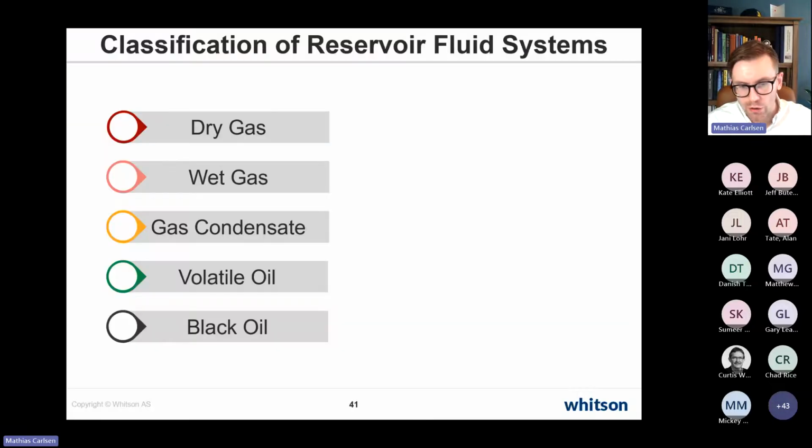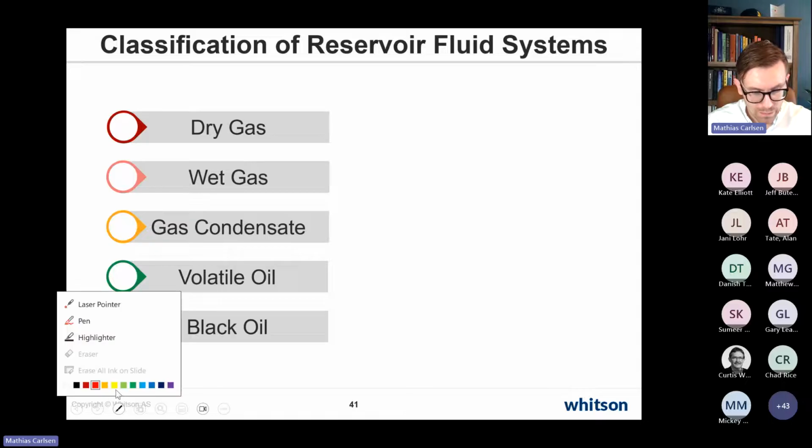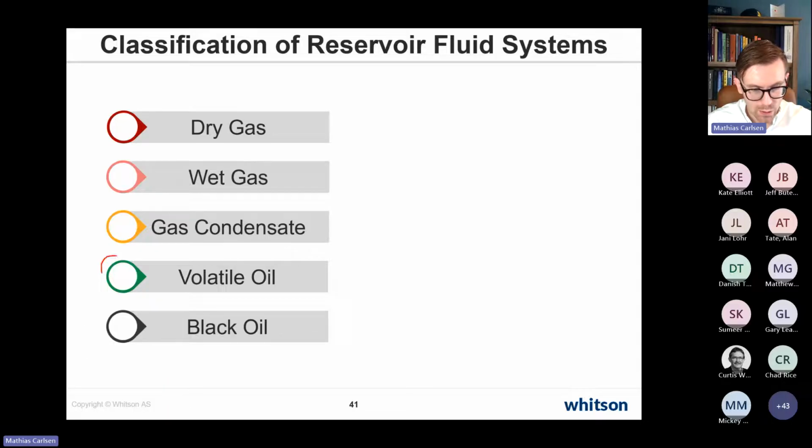And those are typically dry and wet gases and condensates. And we have volatile oils and black oils. In between these two, there is something that is typically called near critical fluids. Okay, and we'll talk about that.